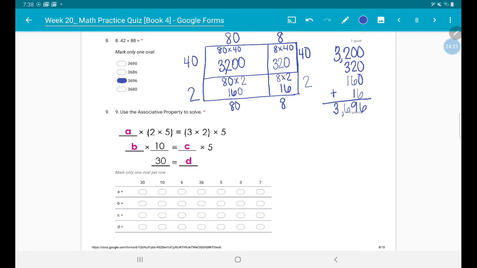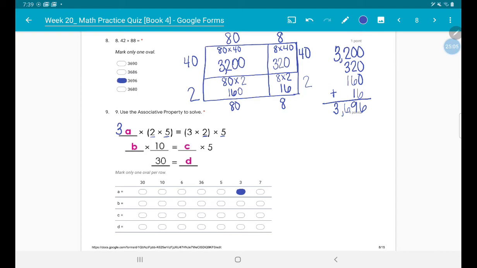Next, I'm using the associative property to solve. The associative property says I can associate or group together anything that I want to when I multiply, and I will get the same answer. So we're only looking at the first line. I have A times 2 times 5 is equal to or the same as 3 times 2 times 5. So I can see that I'm missing the number 3 on the left side. I have 2 on both sides. I have 5 on both sides, so I need the 3. 3 is my missing number. So A is going to be equal to 3.